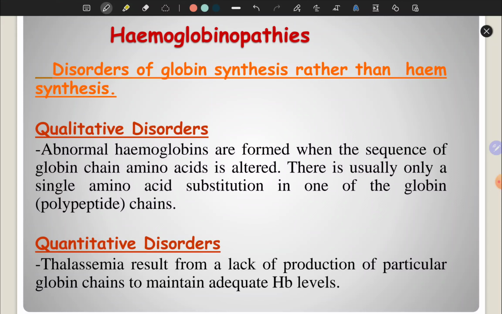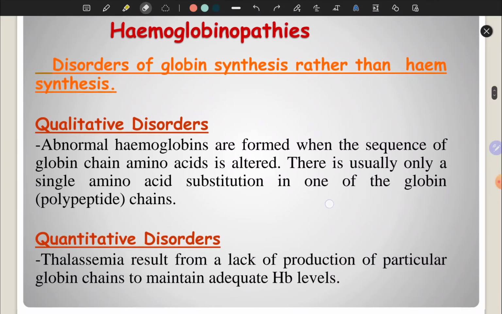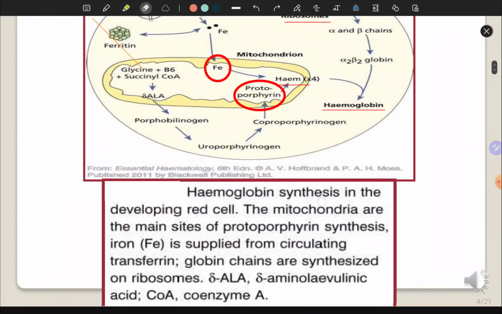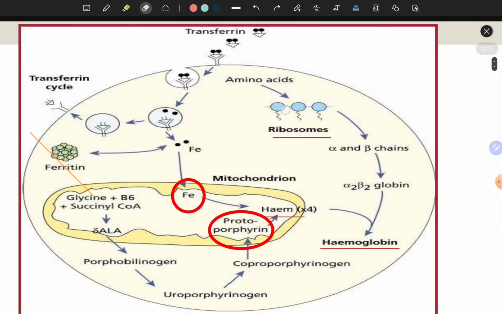But if the synthesis of the chains is normal, but the structure is abnormal, like an amino acid replaced by another amino acid, you call this a qualitative disorder, and this is called a structural variant. One example is sickle cell disease. Here you see amino acids combining together to form chains, whether alpha or beta. Now, if one of these amino acids is changed by a mutation, the structure of the chain is changed, and eventually the structure of the hemoglobin is changed.